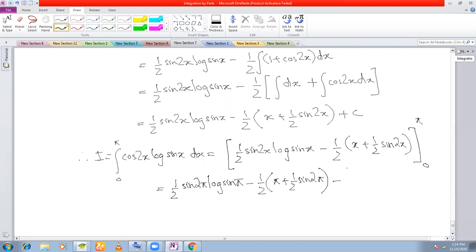Now put 0. So if you put 0, everything becomes 0, isn't it? This becomes 0 because half sine 2 pi, the value is 0, right? Into log sine pi, which is log 0. Sine pi is what? Sine pi is 0. Because this becomes 0, everything is 0. So this entire expression is reduced to 0. So that's it.